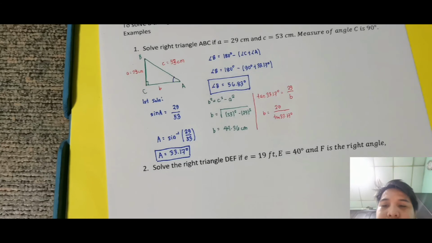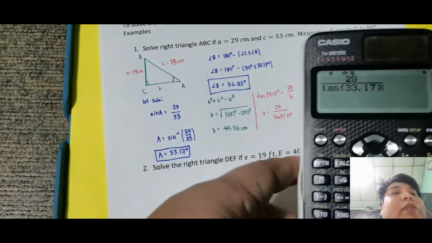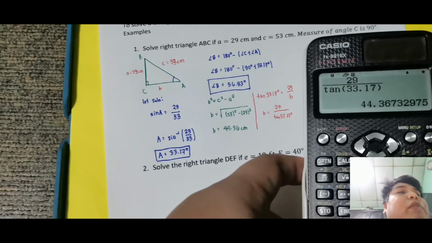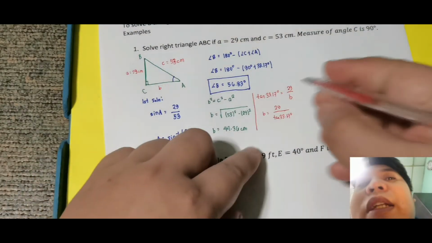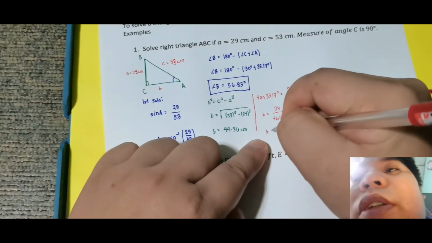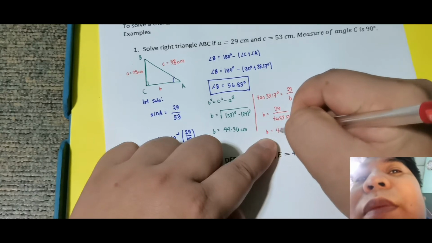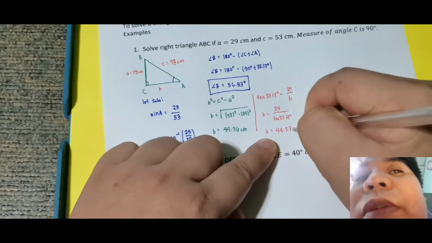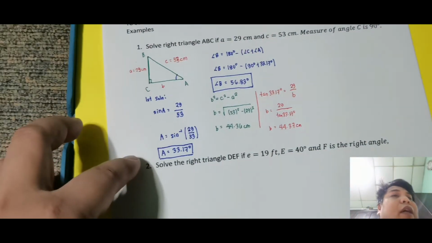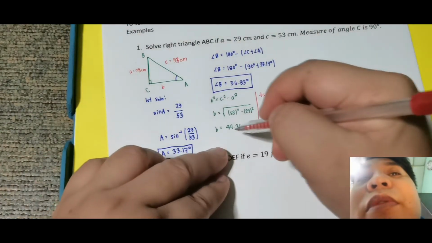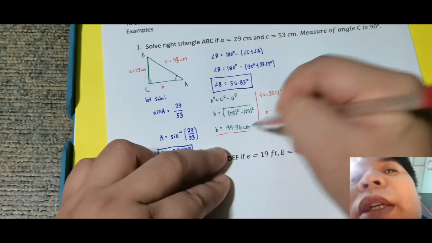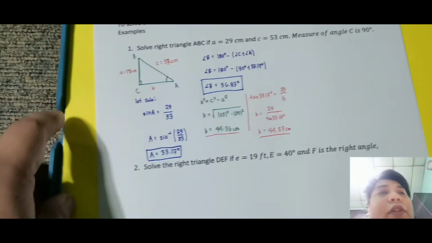So that is 29 over, wala kang isi-shift, tangent automatic, tangent 33.17 degrees. That is 44.36 din, or 44.37. So, almost the same. Okay, medyo magkalayo lang konti, pero this is just almost the same value kasi 44.37 cm pag ni-round up eh. Pero almost the same sila. Tama. So, ito yung sagot o yung measure ng B. Okay, so yan yung first solution.